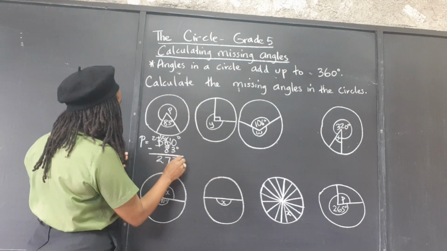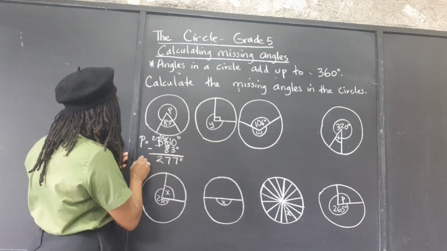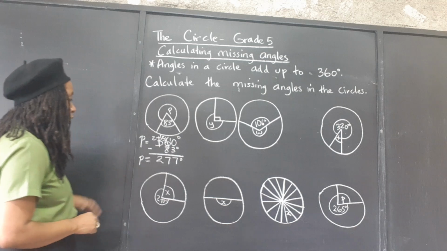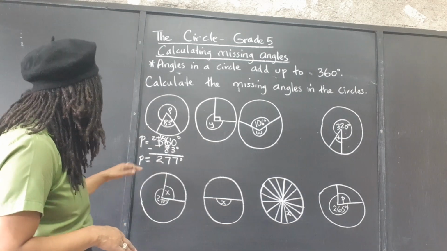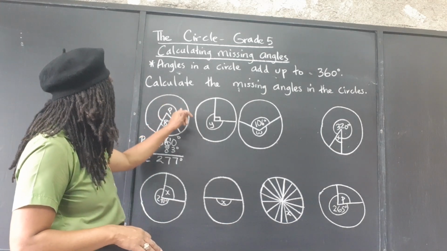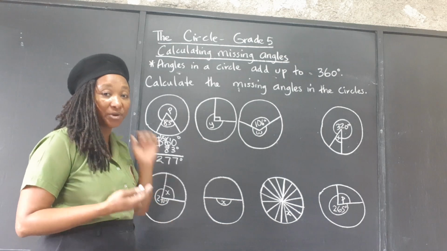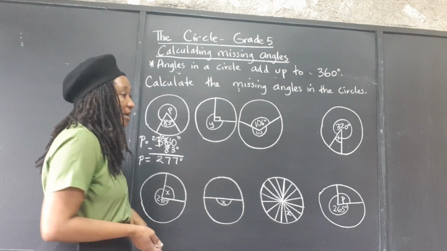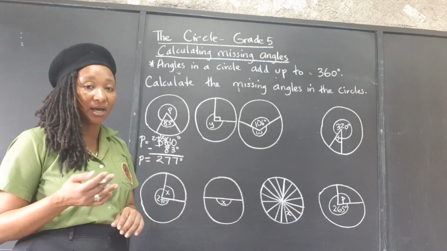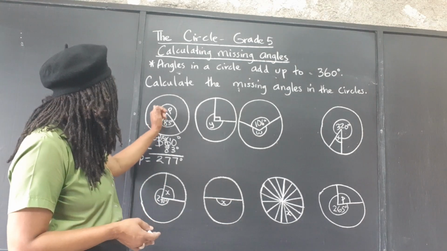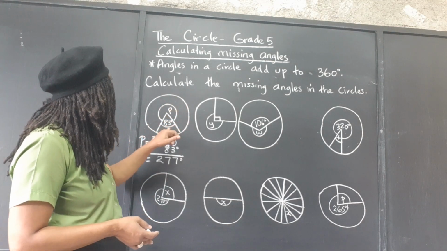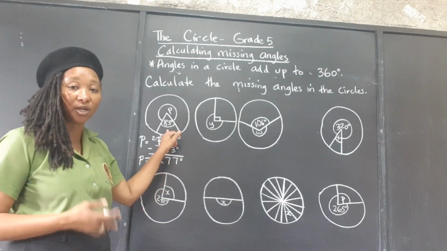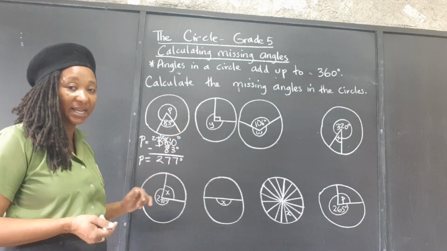And that's 277 degrees. 277 degrees, this big angle here, so this would be a reflex angle. Because remember, reflex angles are more than 180 and less than 360. So this would be a reflex angle, and this one here would be an acute angle, less than 90 degrees.